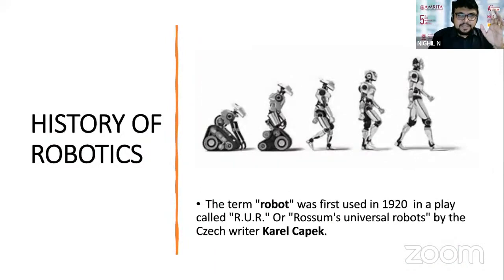So basically, if you start with the history of robotics, the word was first coined in the 1920s in a play, RUR. So obviously, if you learn something new, we need to check the history also, right? We just want to know what developments happened. So let's start with the history of robotics.